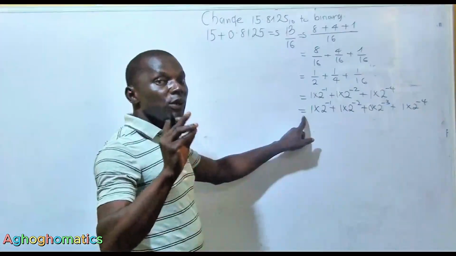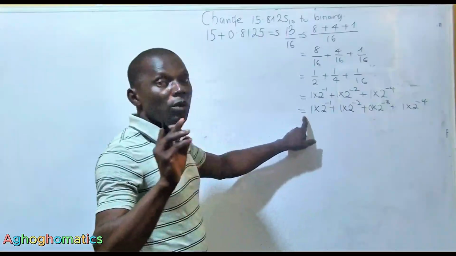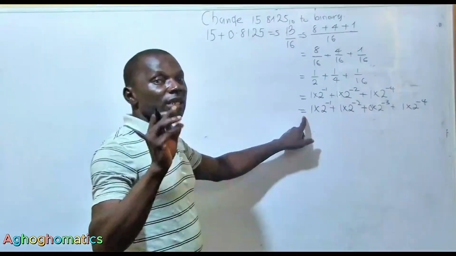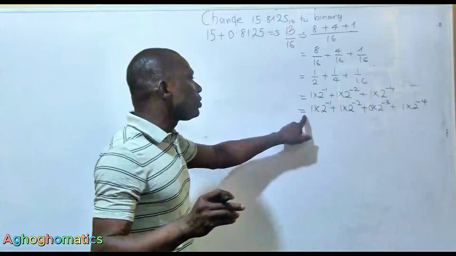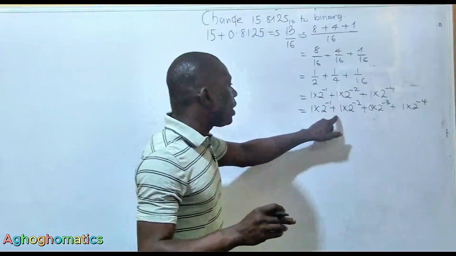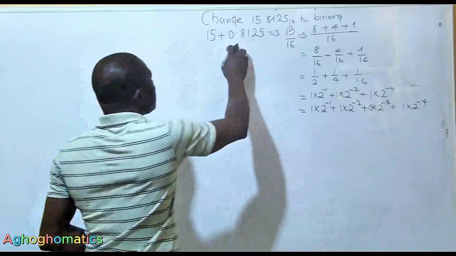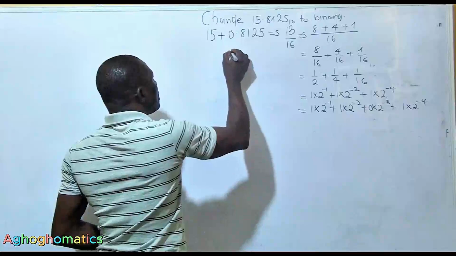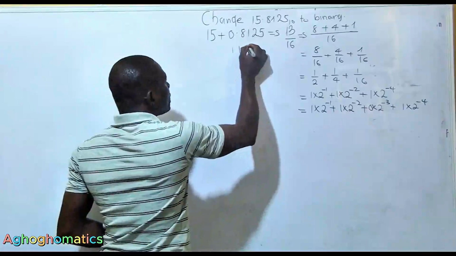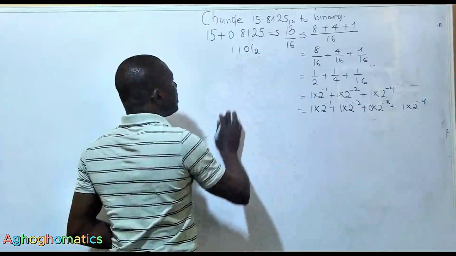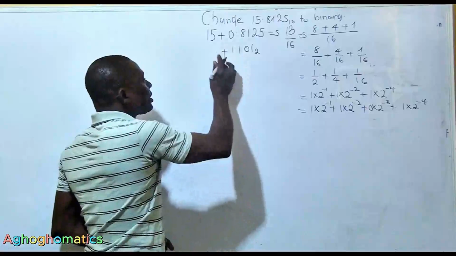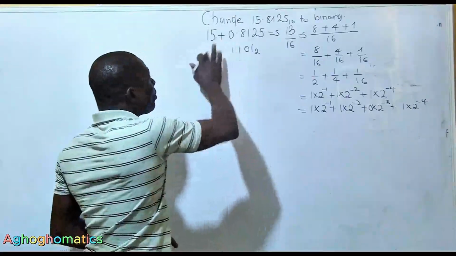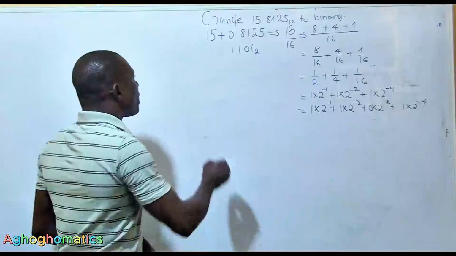So for the decimal part, remember that in base 2 the digit values that will appear are 0 and 1. So here it is going to be 1, 1, 0, 1. So this part here is simply 1, 1, 0, 1 in base 2. That's the decimal part.